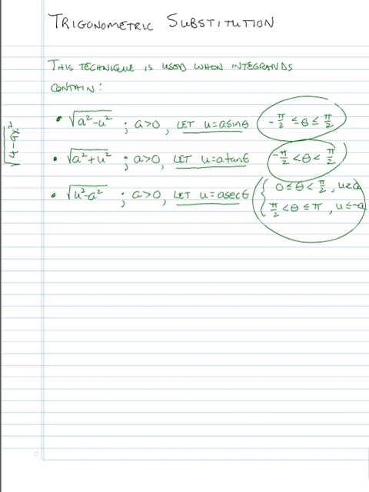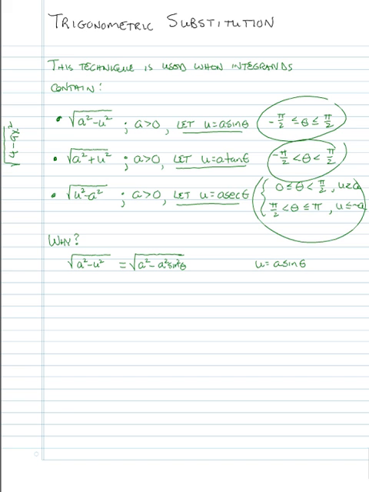Now, the big why, okay? Why those substitutions? Well, here's the why. In the case of the square root of a squared minus u squared, if we replace u with a times sine of theta, that's what we said up here, well, if we do that, we end up with the square root of a squared minus, when we square u, we actually get a squared times sine squared theta.